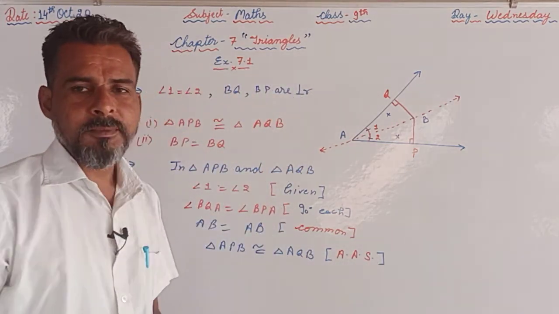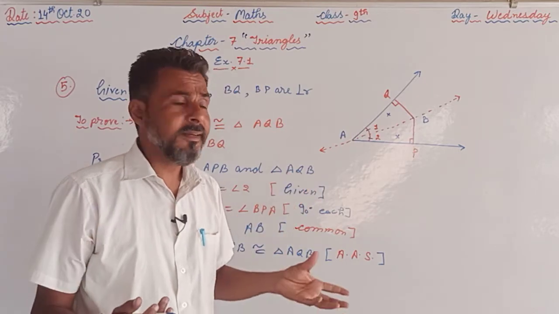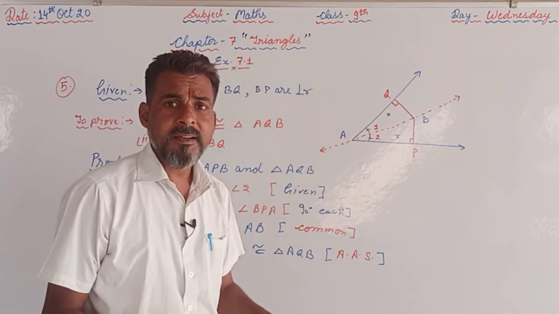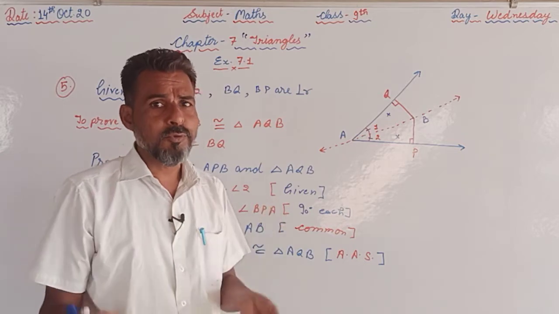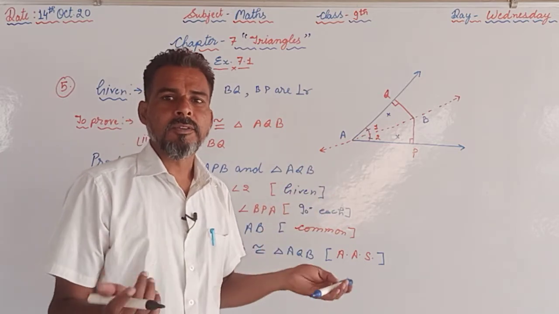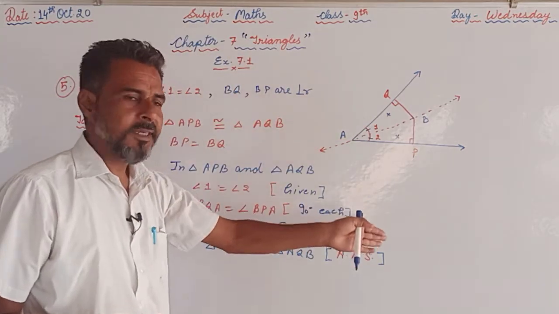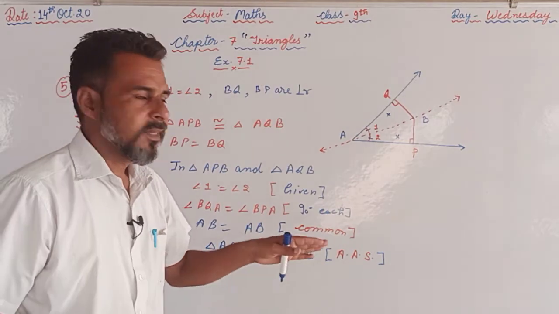So from this question it is displayed that if the triangles are right angled, it doesn't mean that we are supposed to use RHS for that. We can use angle, angle, side also. That depends on the information given in the question. So now both the triangles are congruent by the criteria angle, angle, side.